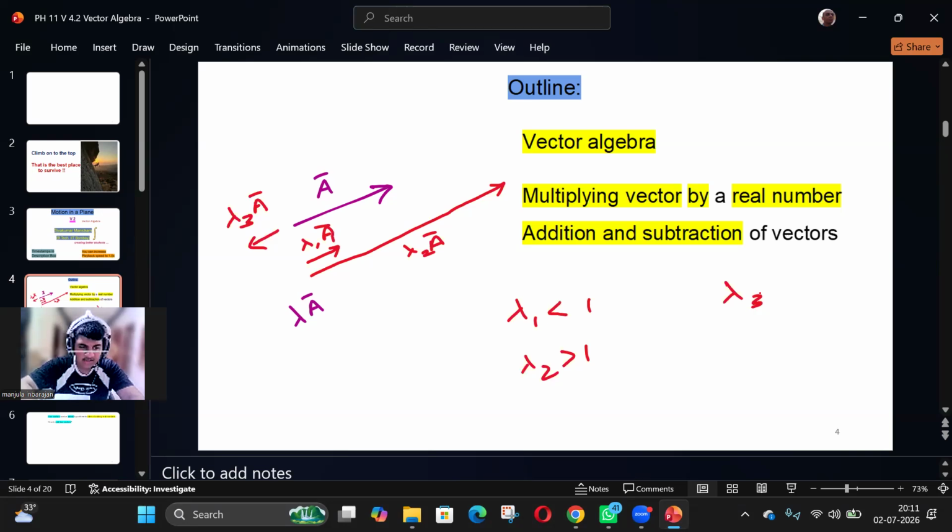Lambda 3 is in the negative direction. So lambda 3 is negative. Another thing is it can be less than 0 but greater than -1. In that case, the length will be less than this one. But if it is like this, lambda 4, then lambda 4 is less than -1. Okay, it can be -2. So the direction is reverse and the length is more.